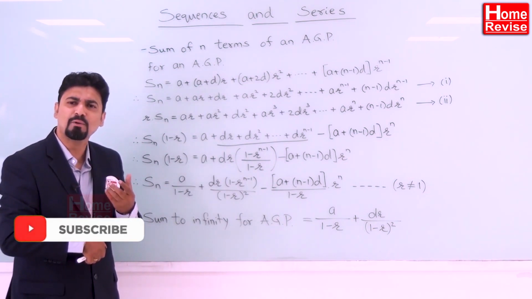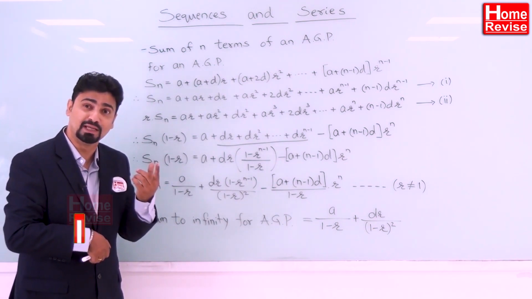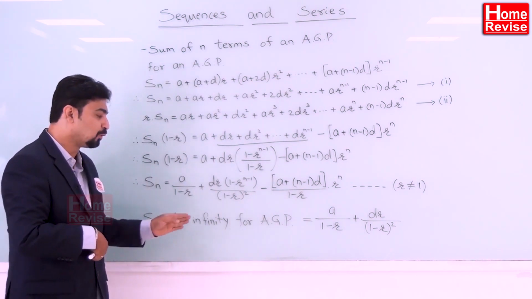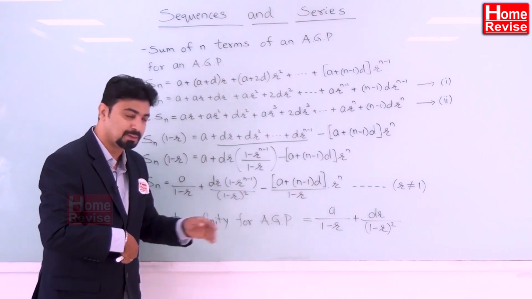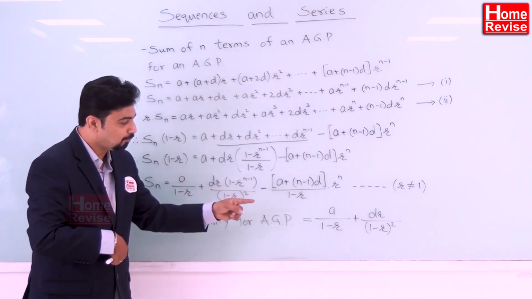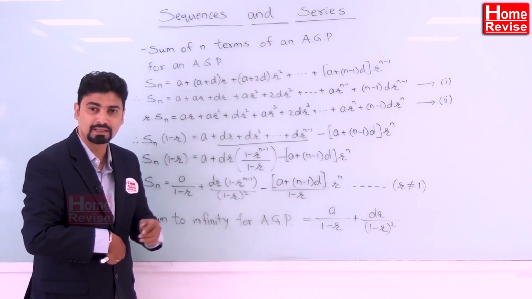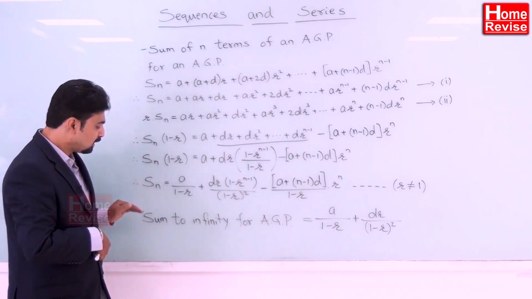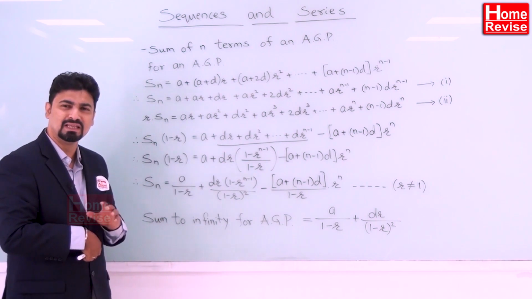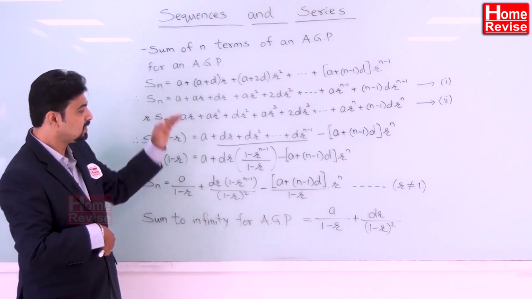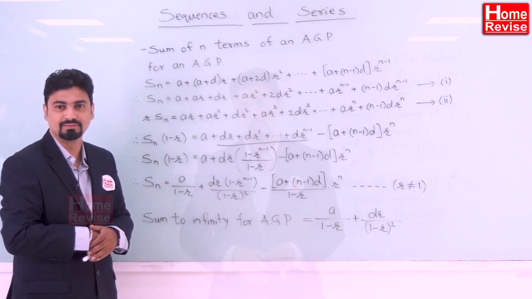Can we find out the sum of terms till infinity for an AGP? So, the formula for sum to infinity for an AGP is given by a upon 1 minus r plus d into r whole upon (1 minus r) the whole square. So, these are the two formulas which you can use in a few questions which will come on AGP. Correct? And this is its simple and short derivation.